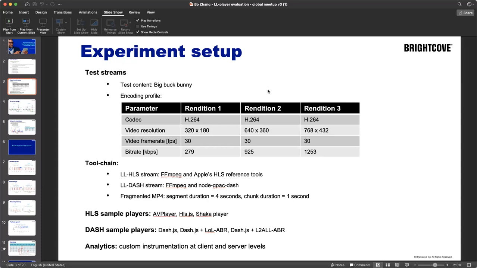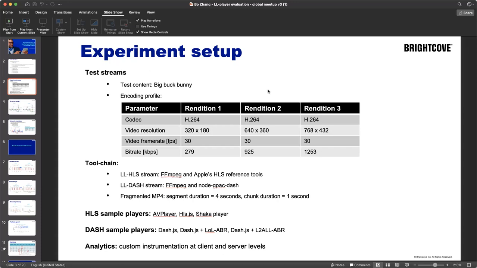As we said, we play the video file Big Buck Bunny for a period of 10 minutes, so 600 seconds. Ideally, each player should download 150 segments, 600 divided by 4 seconds, or equivalently 600 chunks, 600 divided by 1.